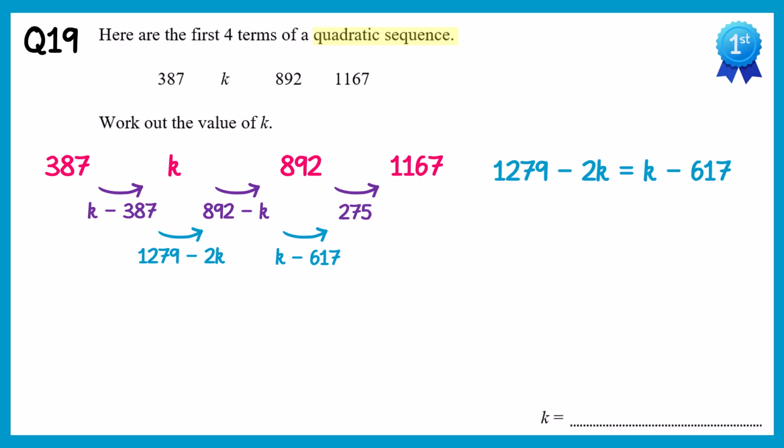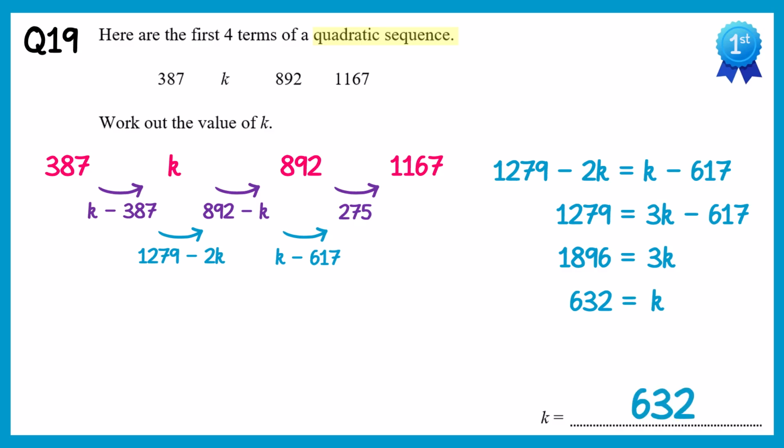Let's begin by adding 2k to both sides. On the left-hand side, we'll just be left with 1279, but on the right-hand side, if we add 2k, we get 3k minus 617. Then if we add 617 to both sides, on the left we need to do 1279 plus 617, which is 1896, and on the right the 617 will cancel, so it's just 3k. Then we can divide both sides by 3, which gives you 632 on the left, and 3k divided by 3 is k on the right. So we find that k is equal to 632.